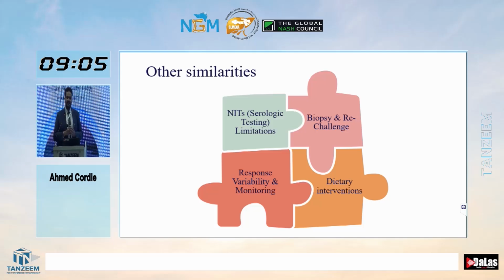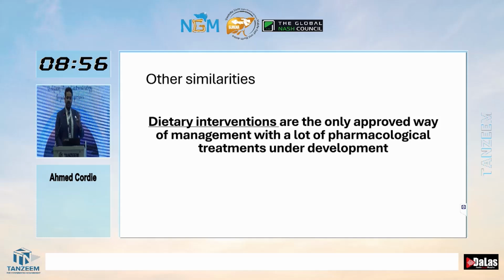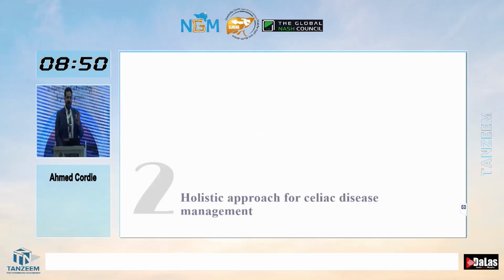For example, the limitation of non-invasive testing, the need for biopsy sometimes, the response variability and the monitoring, and the dietary interventions are the only approved way for the management. Still, a lot of pharmacological therapies are under development. And that's why we need to address the holistic approach for celiac disease management.